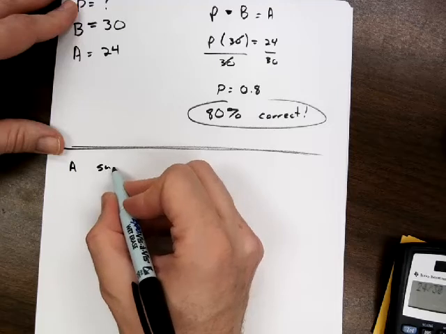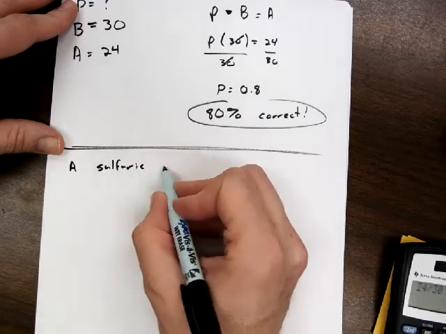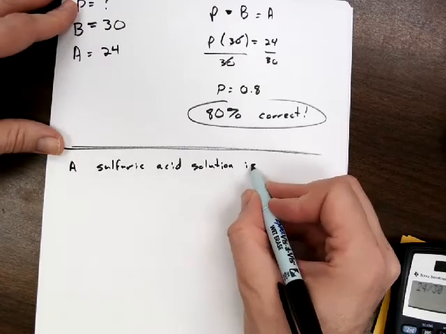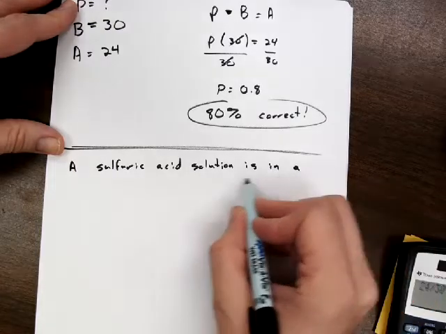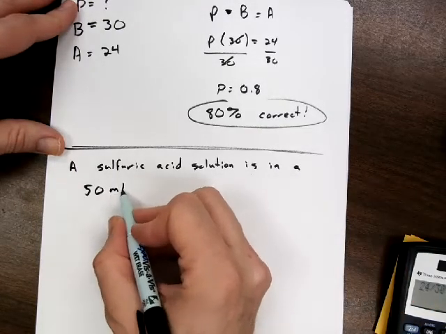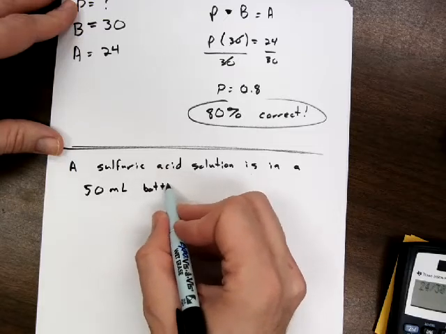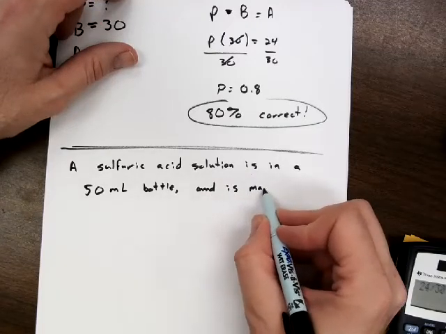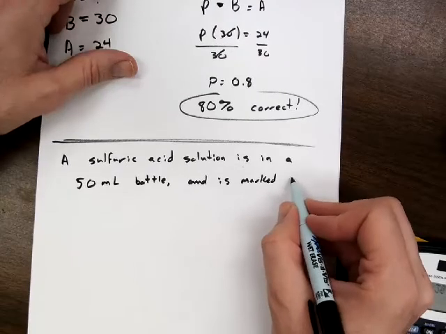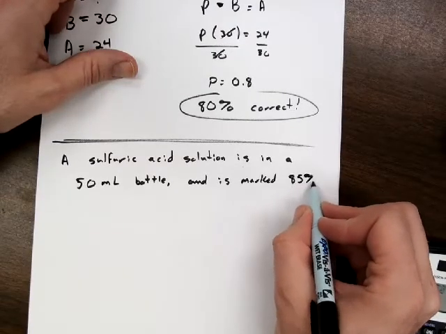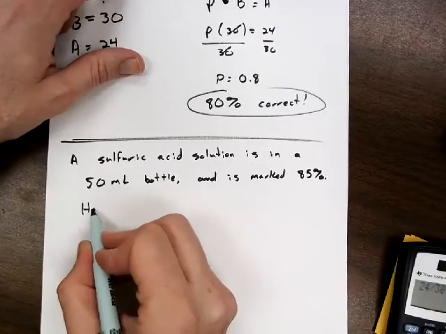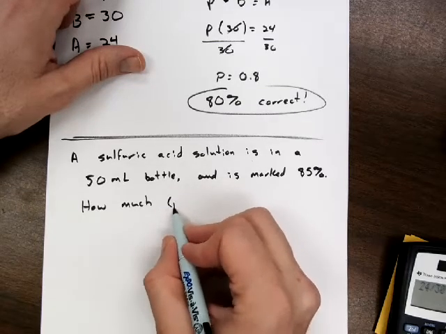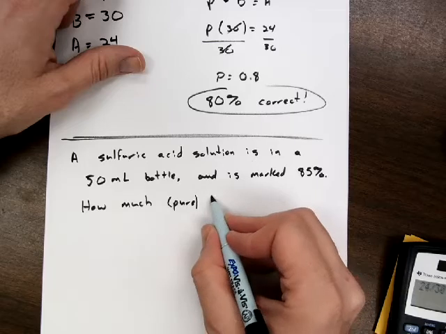A sulfuric acid solution is in a 50 milliliter bottle and is marked with a percent. How much pure sulfuric acid do we have?